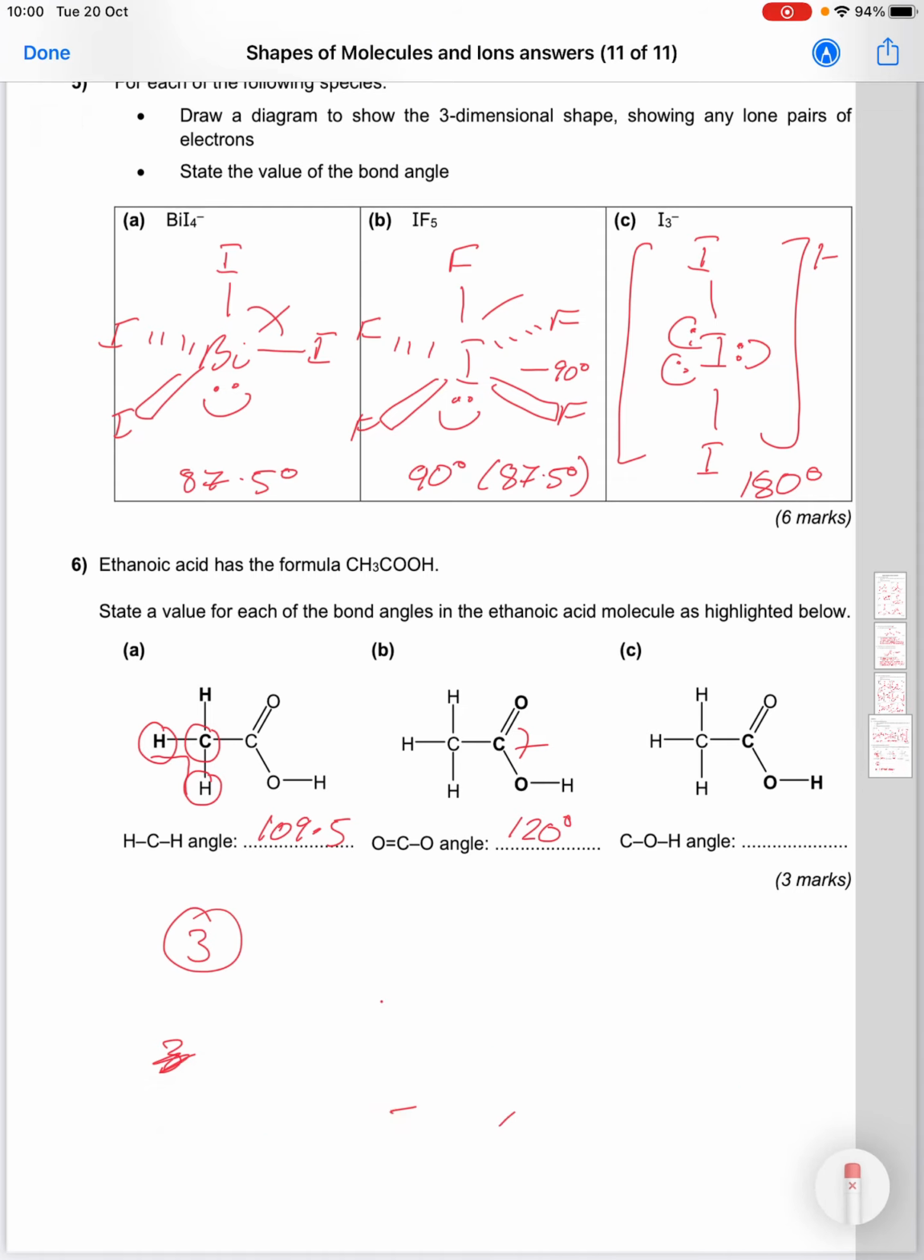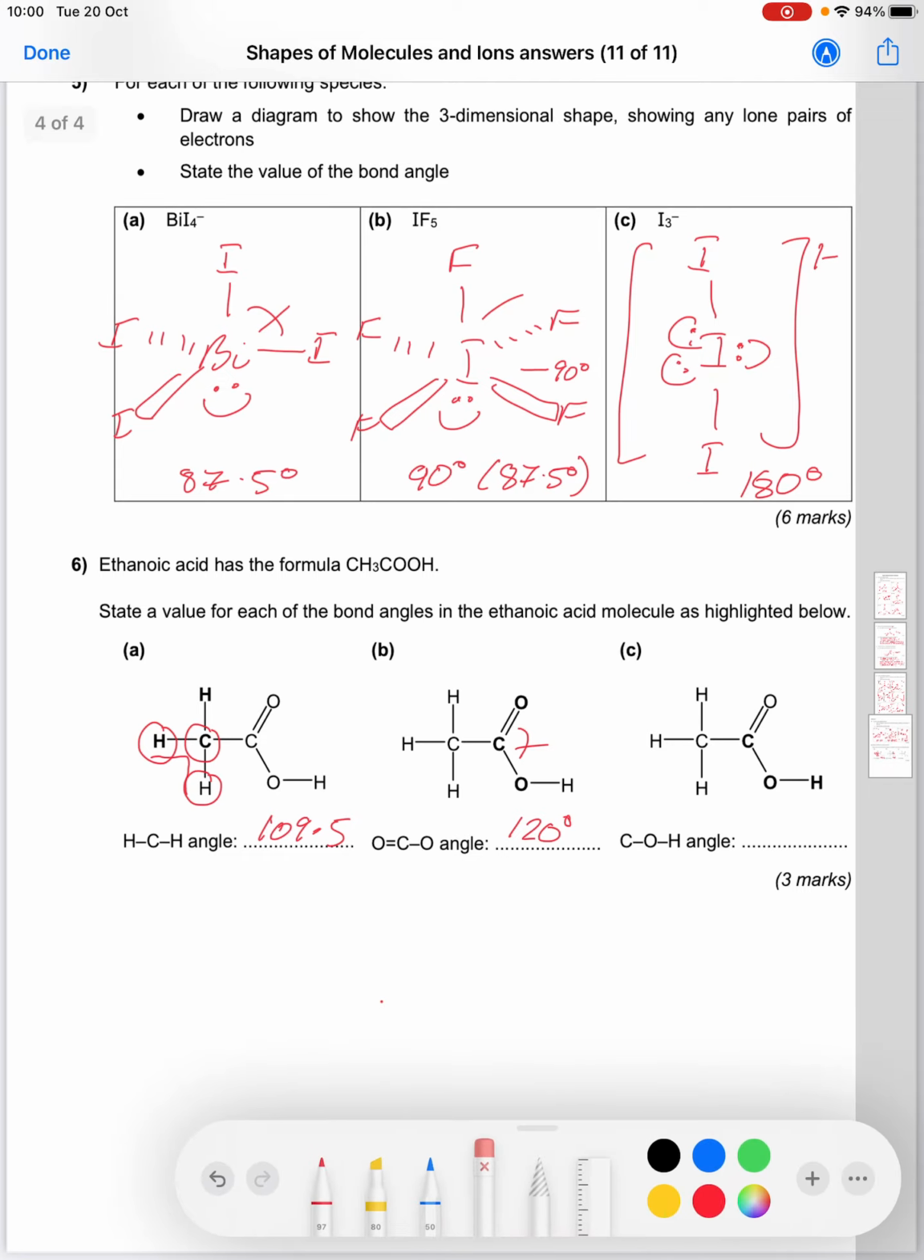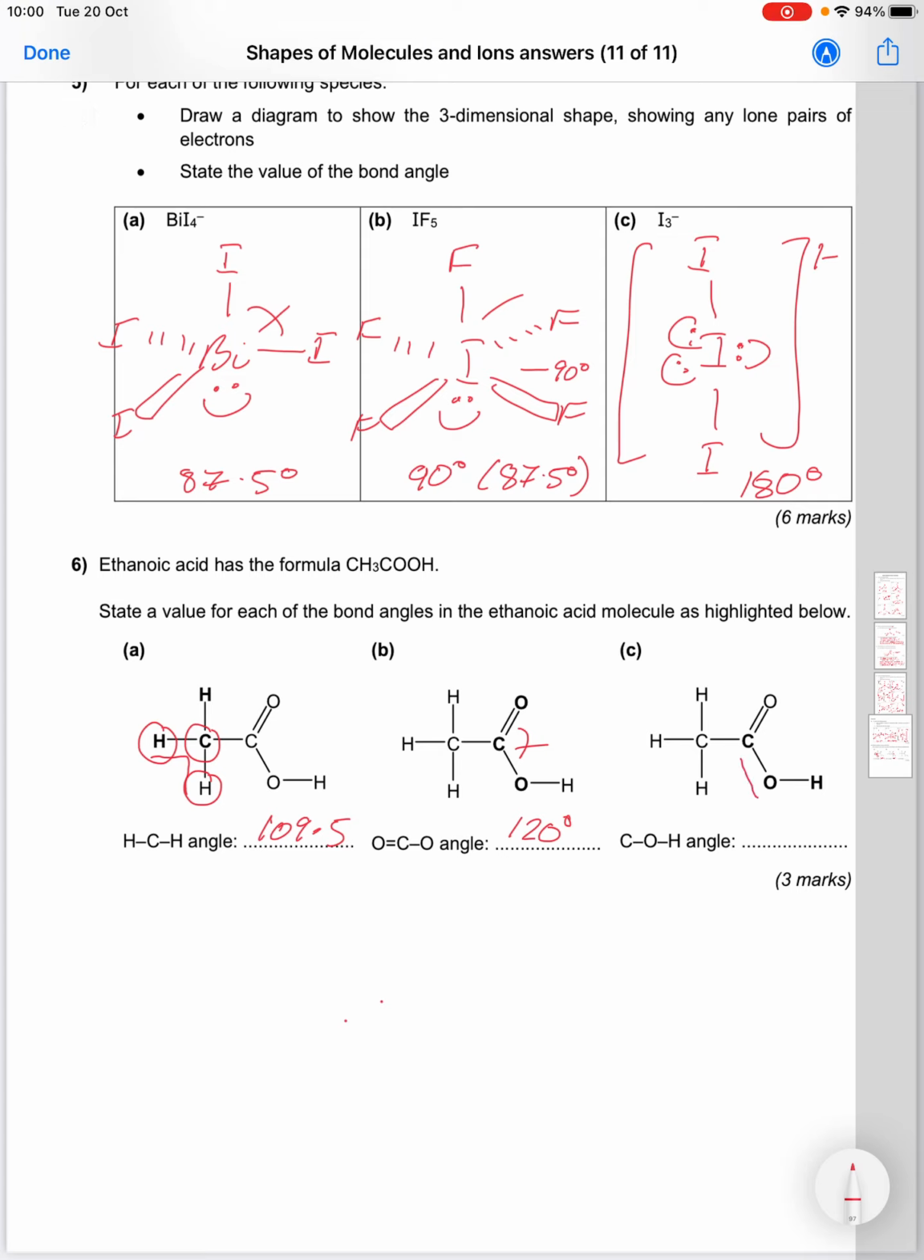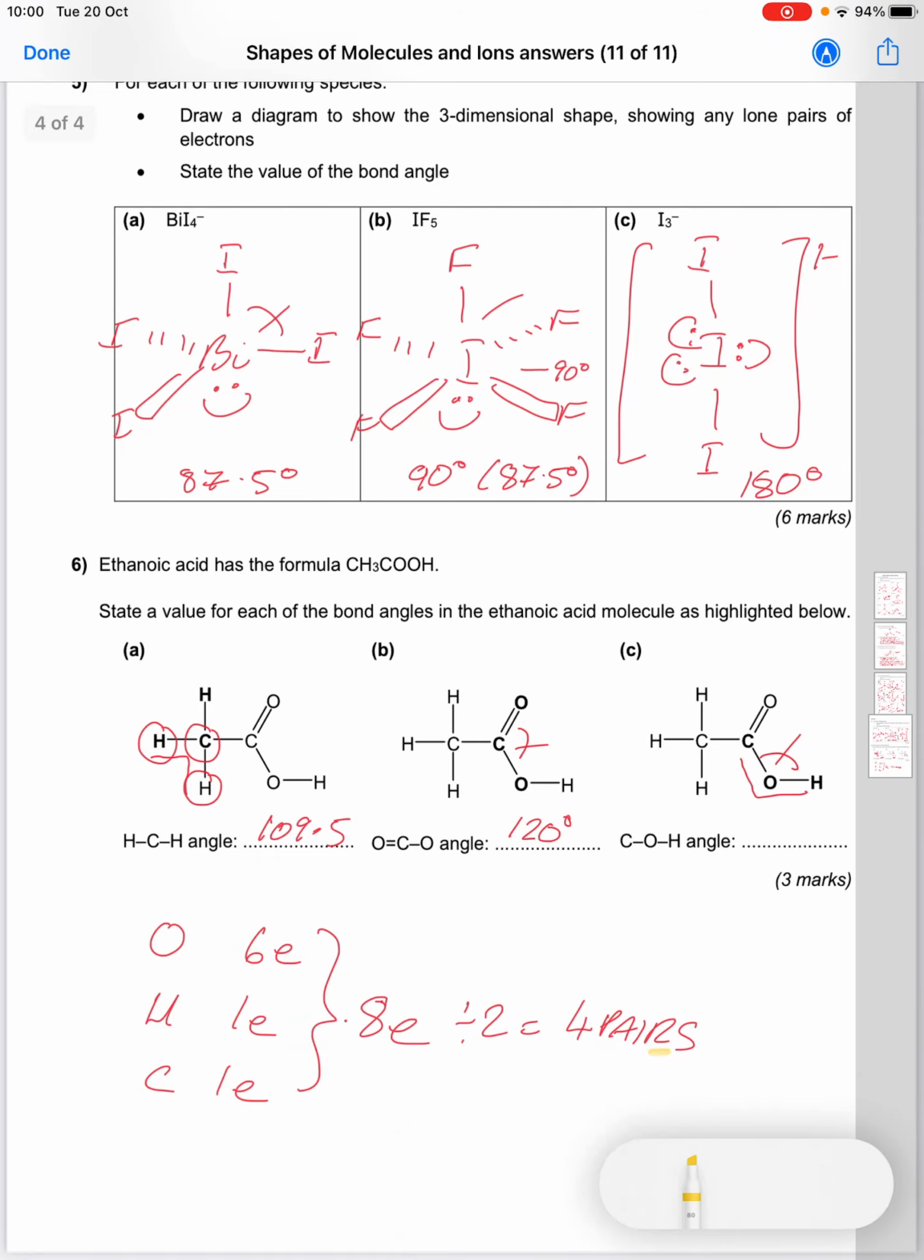And then the final part in this one is looking at the COH bond angle, which is this bond angle here, so that bond angle there. And you really do have to go back to what we've been doing with this. So oxygen is in group 6, it has 6 electrons in its outer shell. Hydrogen is forming 1 covalent bond, carbon is forming 1 covalent bond. That is a total of 8 electrons. Divided by 2, that gives you 4 pairs. But of the 4 pairs, if you look at the diagram, only 2 of them are bonding pairs, which means the other 2 must be lone pairs. So 2 bonding pairs, 2 lone pairs.